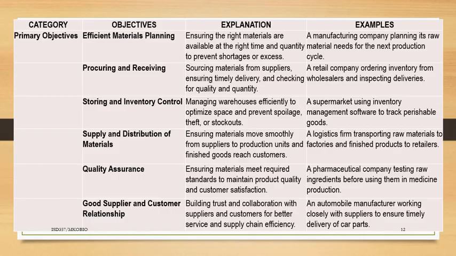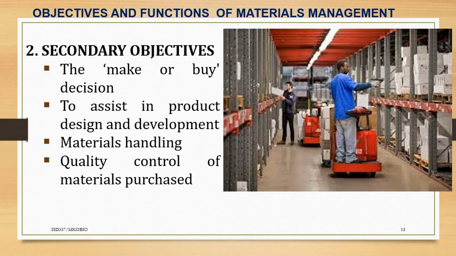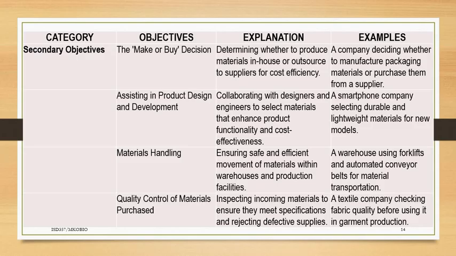So here we move on to the secondary objectives. The secondary objective is the make or buy decision. When we think of make or buy decision, what we mean is, do we have to make the materials or buy them? You get it? It also assists in product design and development, materials handling, and quality control of materials purchased. So here is the make or buy decision.